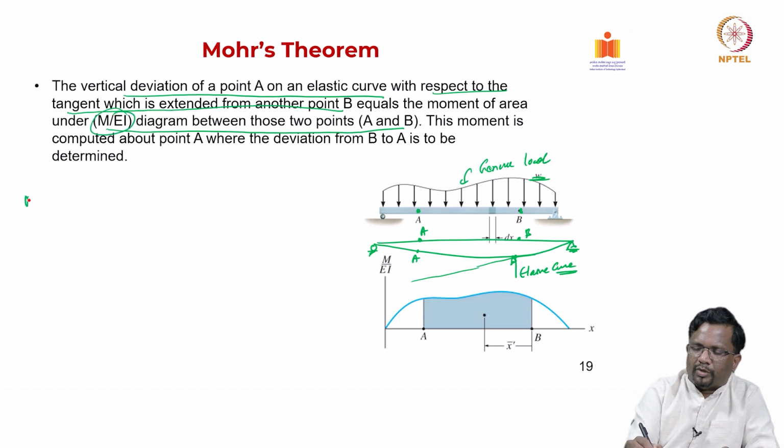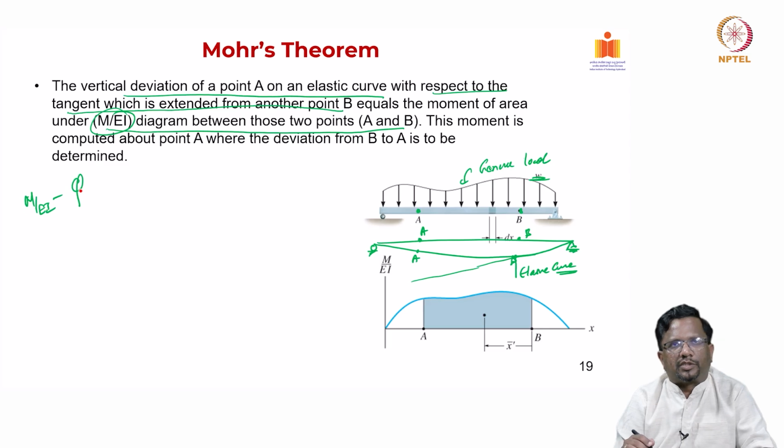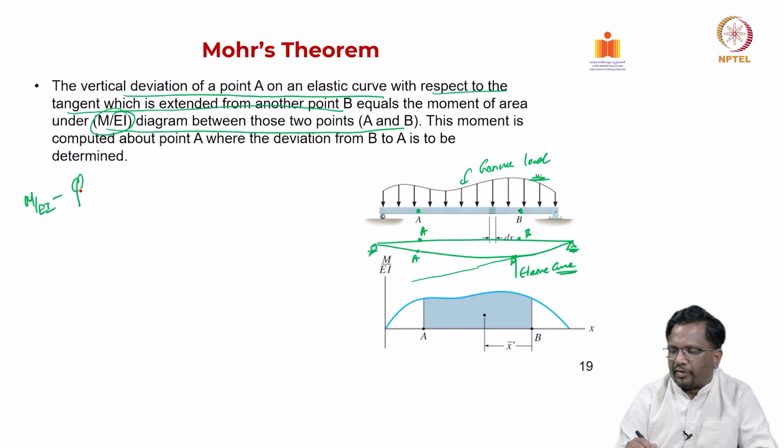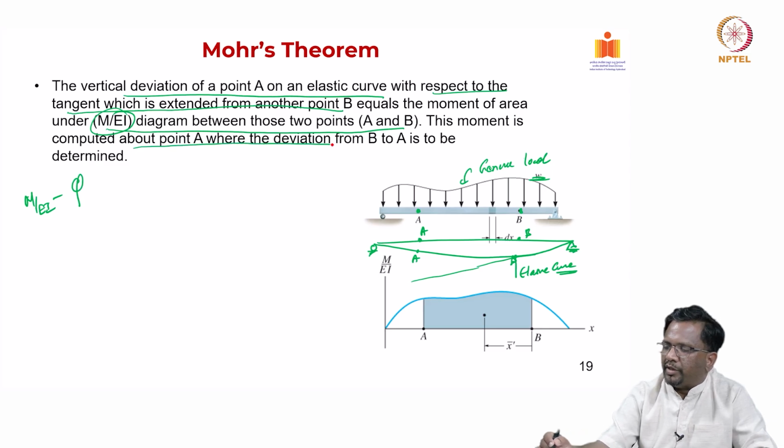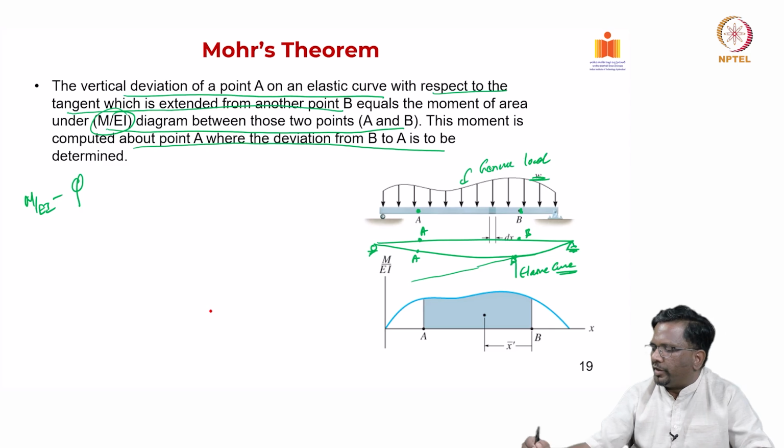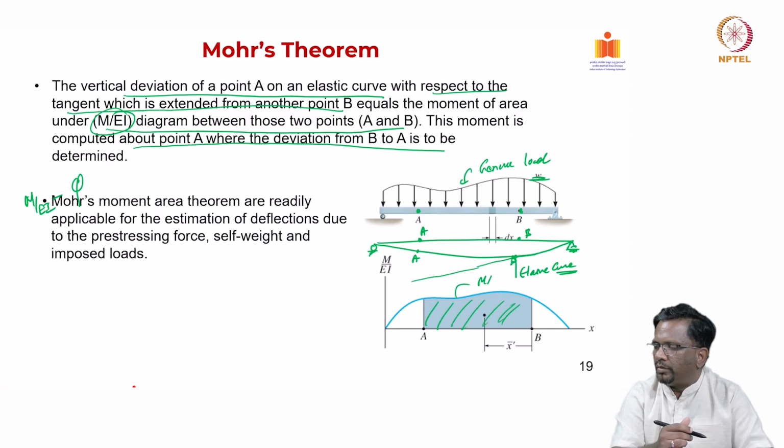Now, what is M by EI? M by EI is nothing but your curvature that we discussed. That is your curvature for elastic systems between A and B. So, this moment is computed about point A, where the deviation from point B to A is to be determined. So, we take this moment about point A to calculate, for example, this shaded area of M by EI. Okay. So, we take this moment.